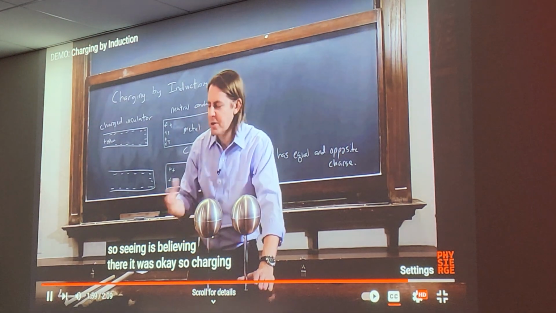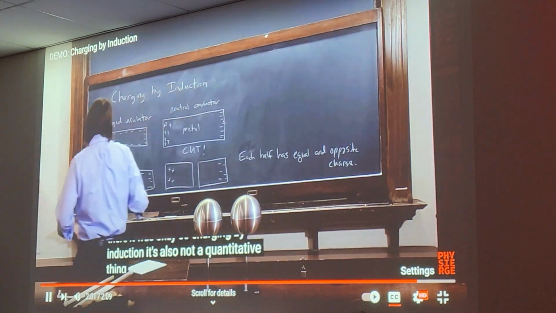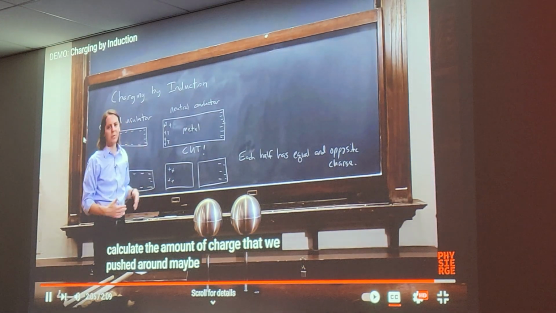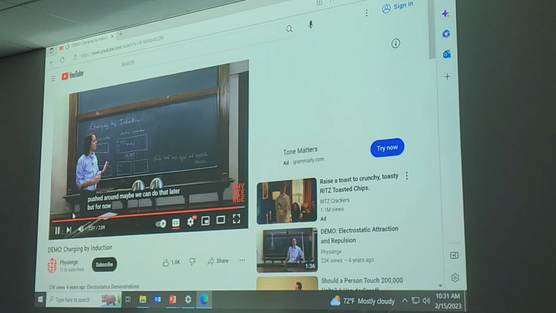I appreciate that zoom. Charging by induction. It's also not a quantitative thing, like the amount of charge. Was that easy to understand now? For now, it's just another way to think about it.